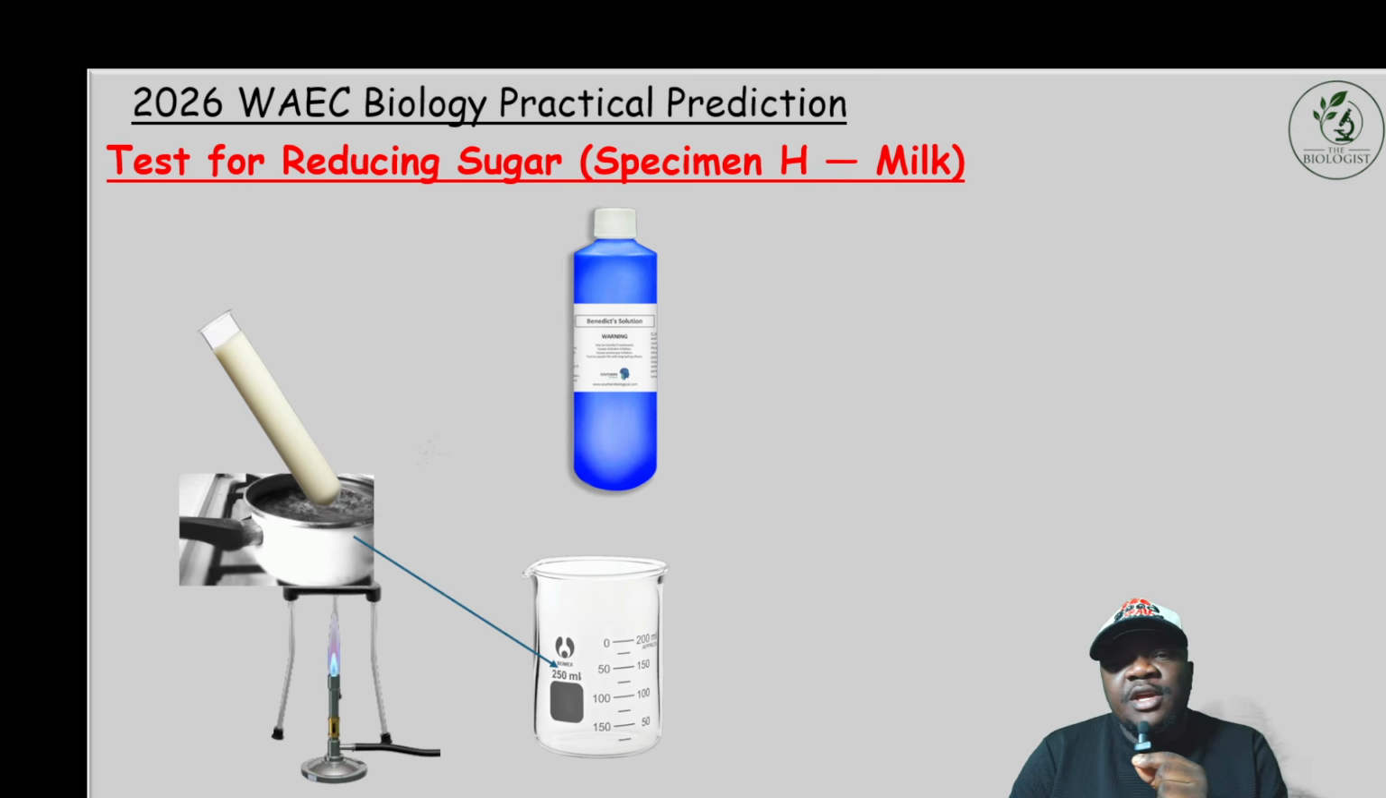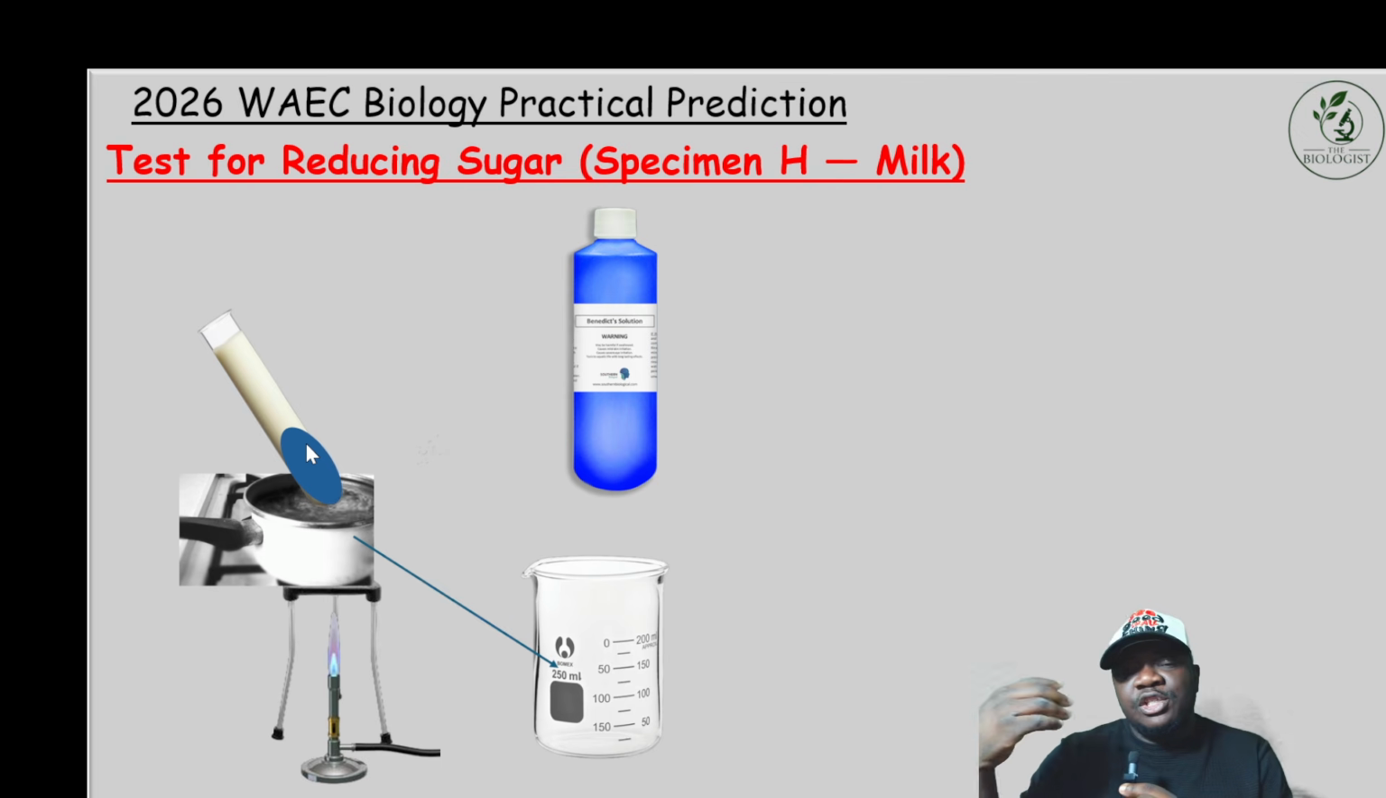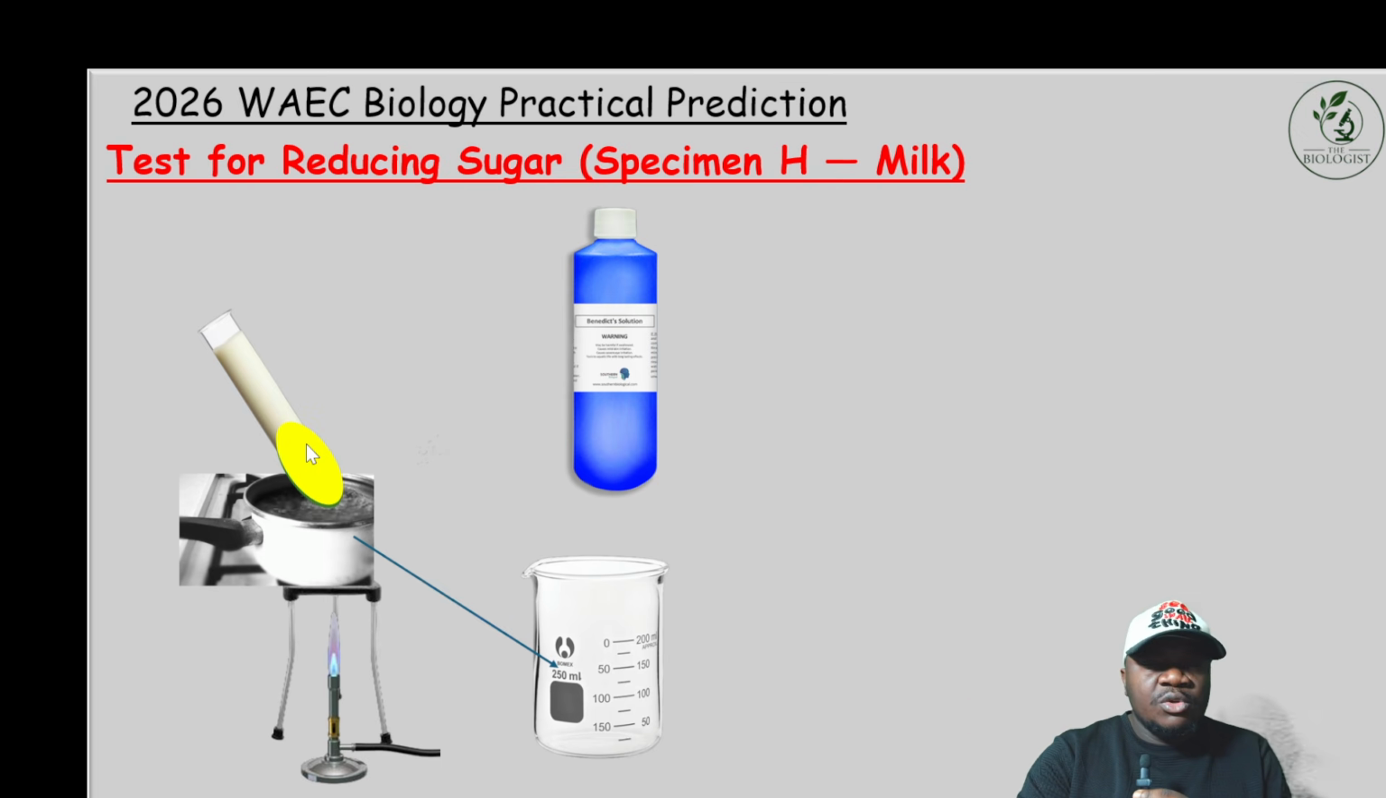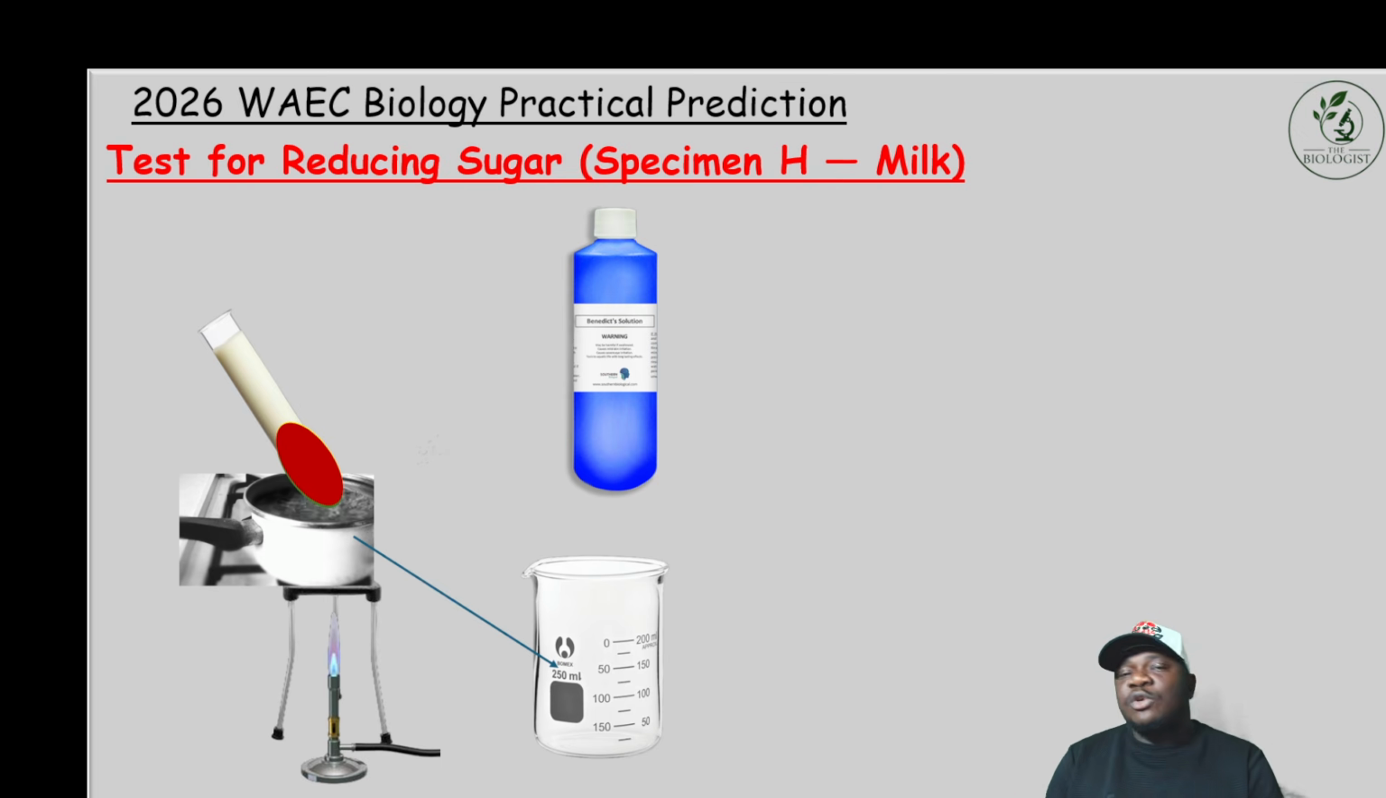So there will be a difference in the color after applying heat to this solution. So we're going to have different color changes. Okay. What we're going to see here is that it can change from blue to green to yellow and to brick red. All right. So this different color change occurs, and I'm going to tell you why we have different color changes in this solution.